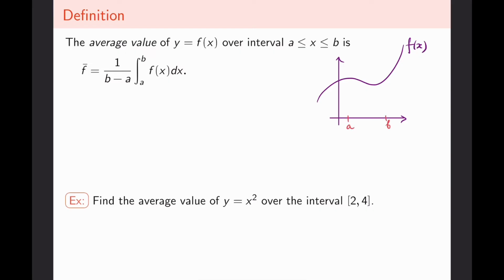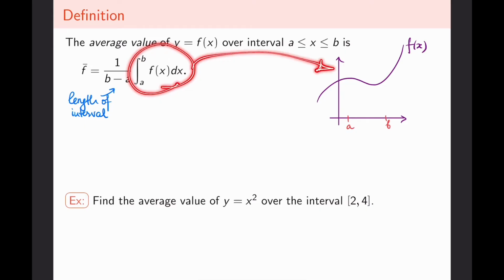And now let's take a look at what the average value expression is giving me. I have, first of all, this number b minus a. Now b minus a will give me the distance in between. So this b minus a actually corresponds to the length of the interval at which I'm considering my function. What about the integral itself? According to our definition of a definite integral from the graph, the integral is the area between the curve and the x-axis between the values of a and b.